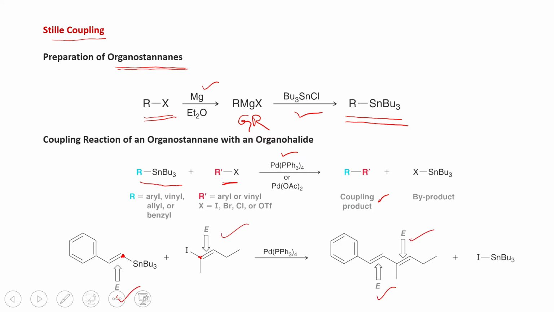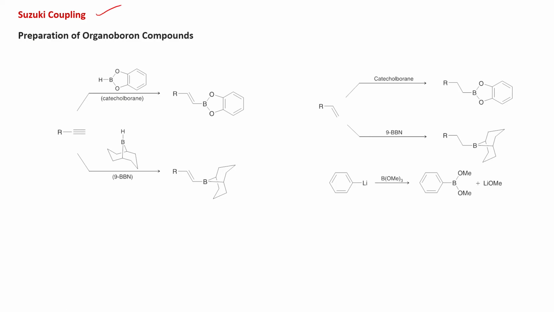The next reaction is the Suzuki reaction. In the Suzuki reaction we use organoboron compounds. When you treat acetylene with catecholborane or 9-BBN, you will get your sp2 hybridized organoborane. When you treat styrene or a vinyl compound with catecholborane or 9-BBN, you will get your sp3 hybridized organoborane. Or you can make it by treating aryl lithium with the methyl ester of boric acid, and you will get your aryl borane compound.